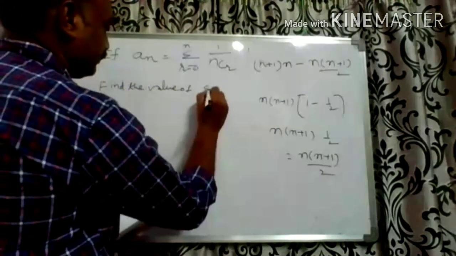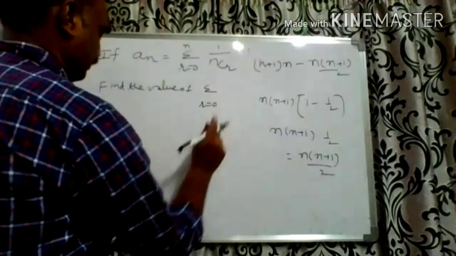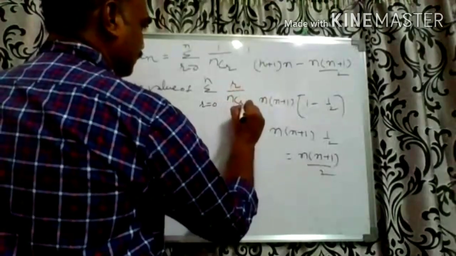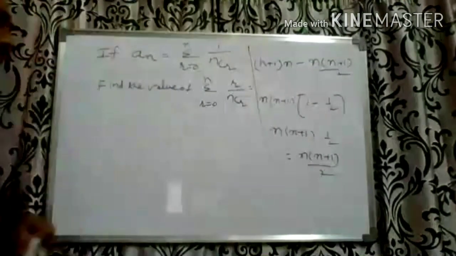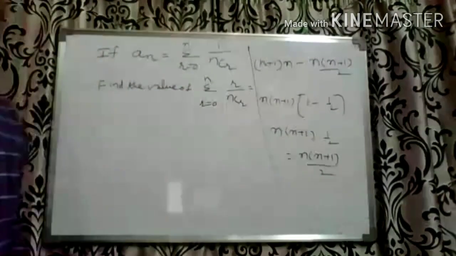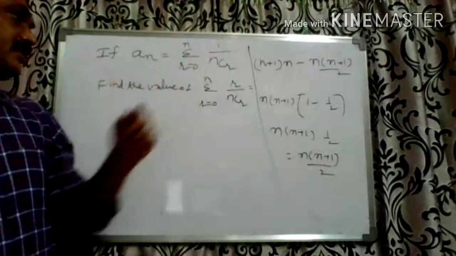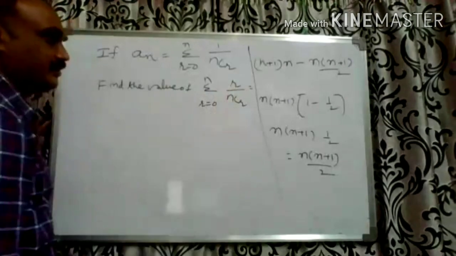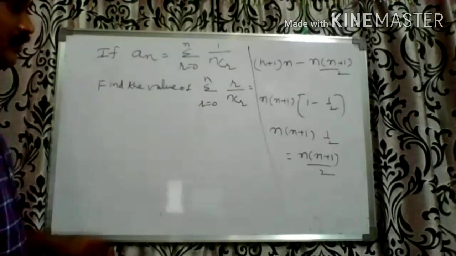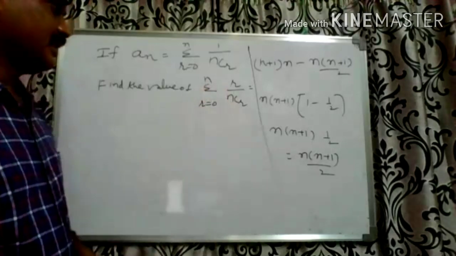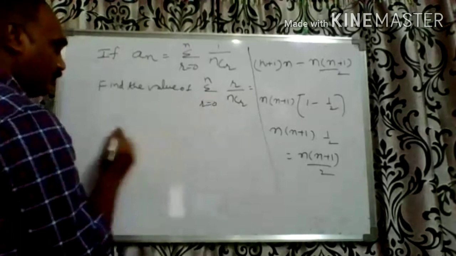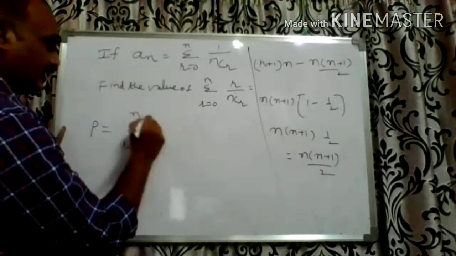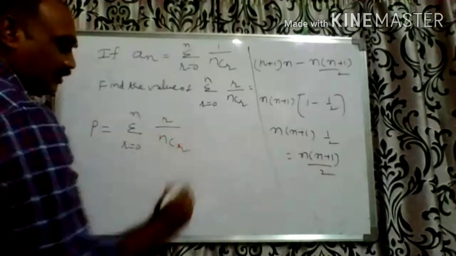sigma R is equal to 0 to N of R by NCR. Next question. If An is equal to sigma R is equal to 0 to N of 1 by NCR, find the value of sigma R is equal to 0 to N of R by NCR. Suppose this value is equal to P. Let P is equal to sigma R is equal to 0 to N of R by NCR.